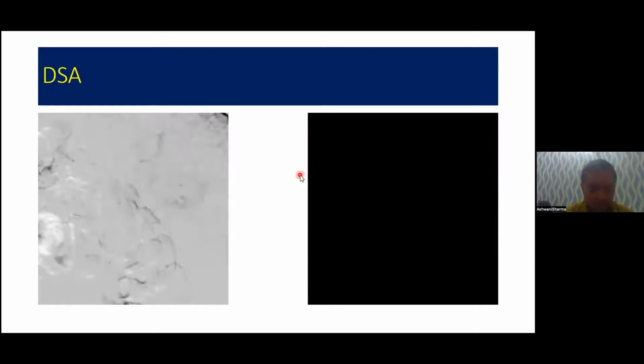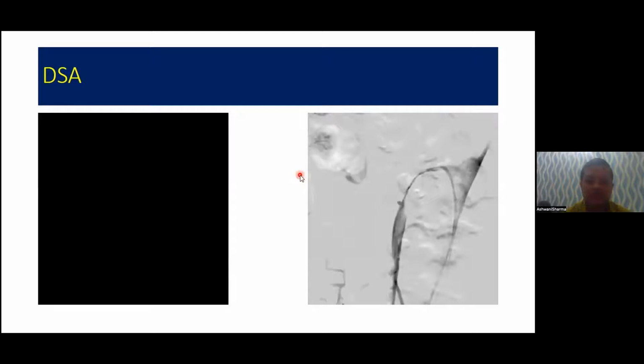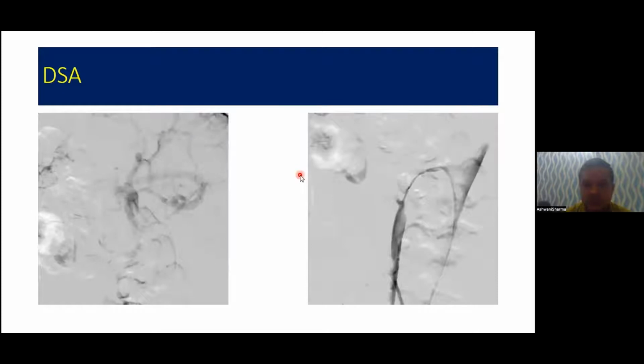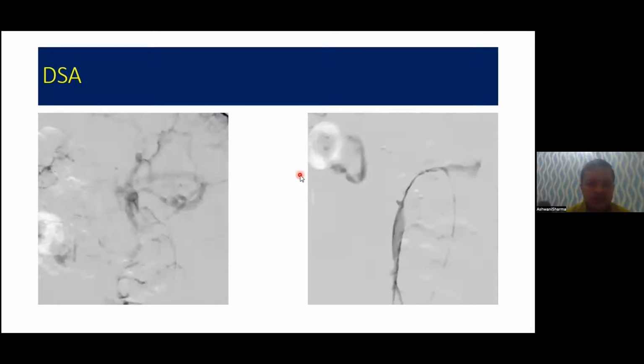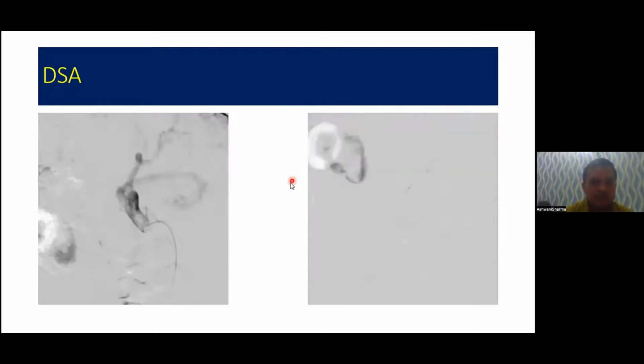So we were at the point of deciding whether to go for PTA versus catheter-directed thrombolysis in this patient, based upon the CT report. We planned that first we would do the angio and then decide our plan. Here are the images of the digital subtraction angiogram.